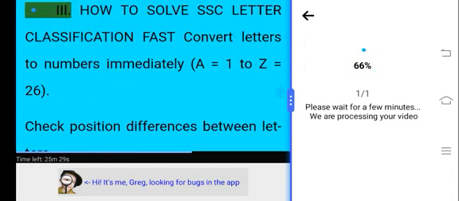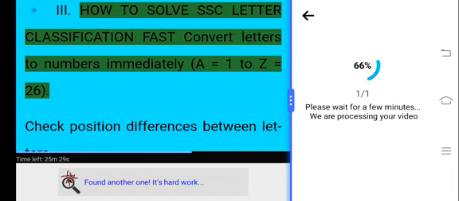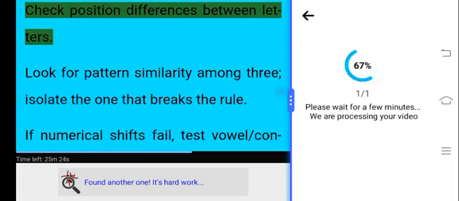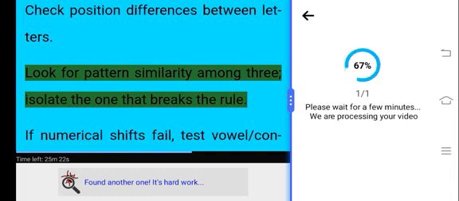3. How to solve SSC letter classification? Fast: convert letters to numbers immediately, A equals 1 to Z equals 26. Check position differences between letters. Look for pattern similarity among 3. Isolate the one that breaks the rule.